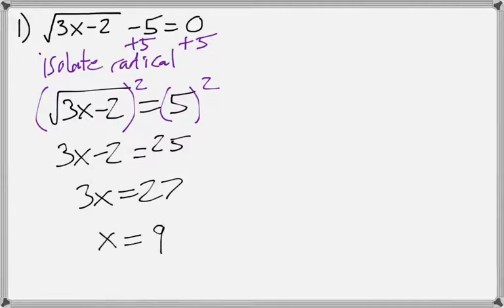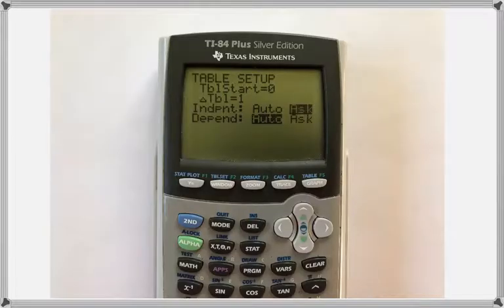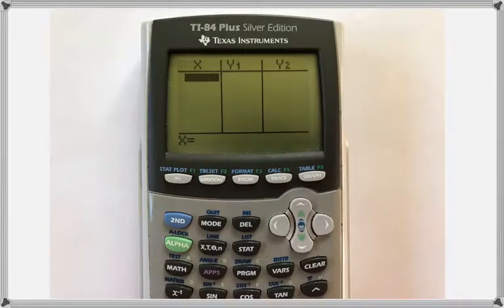So I need to check this first. And I'm going to check it with the table on the calculator. So if you go to your calculator, we need to make sure it's in the right mode. You should only really have to do this once. You should press second and then window to get to table settings. And you want to make sure that your independent variable is set to ask and your dependent variable is set to auto.